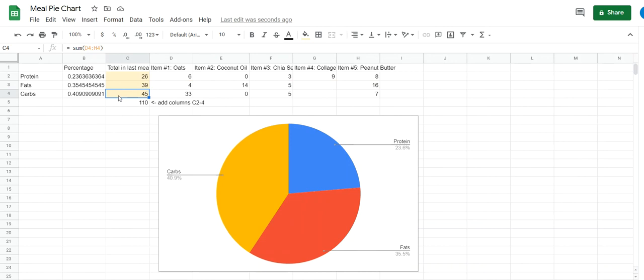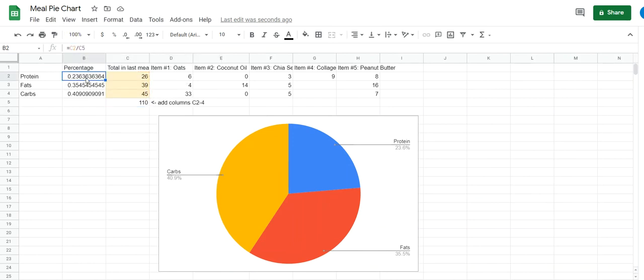Okay, so then what I did here is I found a percentage. Oh, and I just realized, here's the total. I did another sum, so you can see here what the equation is. It's equals sum, and then C2 to C4, so I selected those cells. Oops, I don't want that one. You have to be careful exactly what you do here.